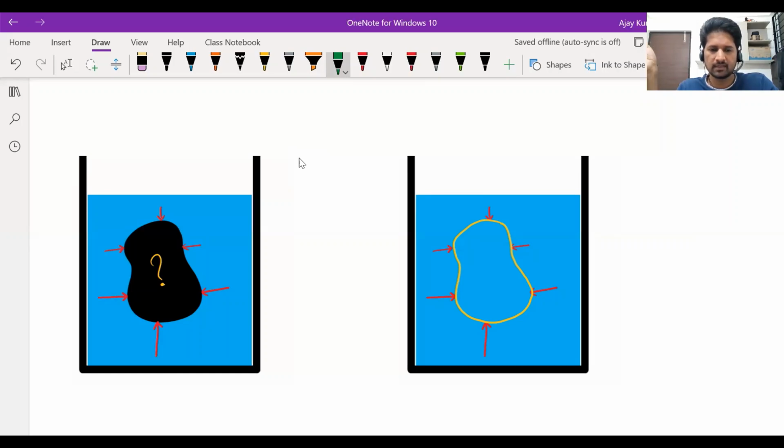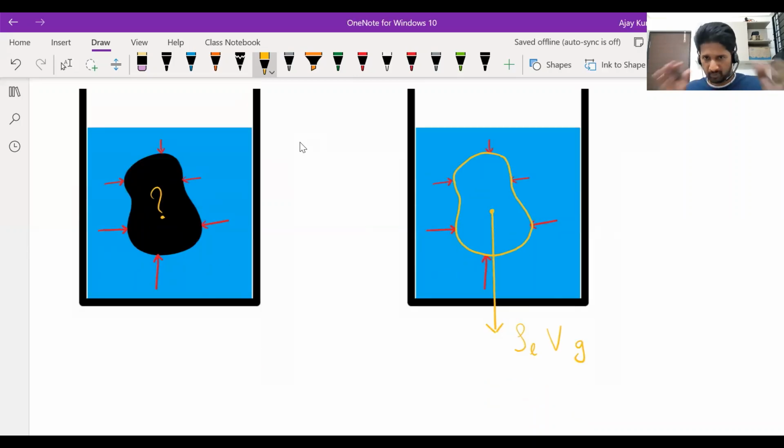At center of mass, sir. Center of gravity, which is same as center of mass, correct. Let's say for that part of the liquid, the center of mass is here. Then its weight will be acting like this. How do you express weight? Density of liquid into volume multiplied with g. Okay, mg. That is one force acting on that part of the liquid.